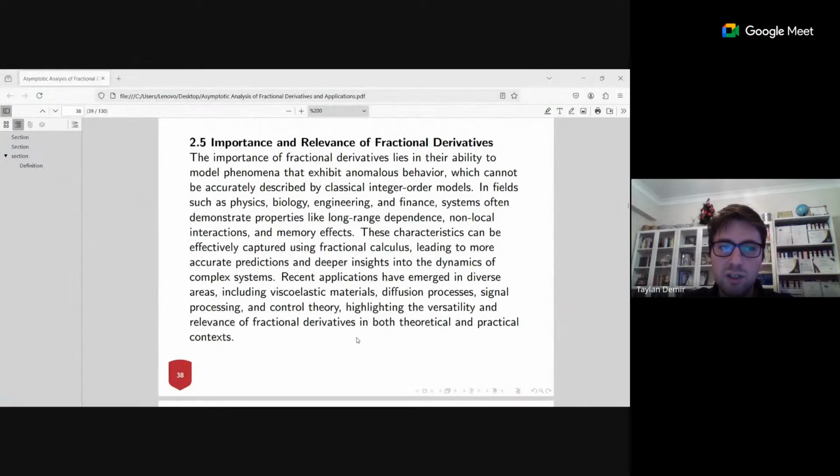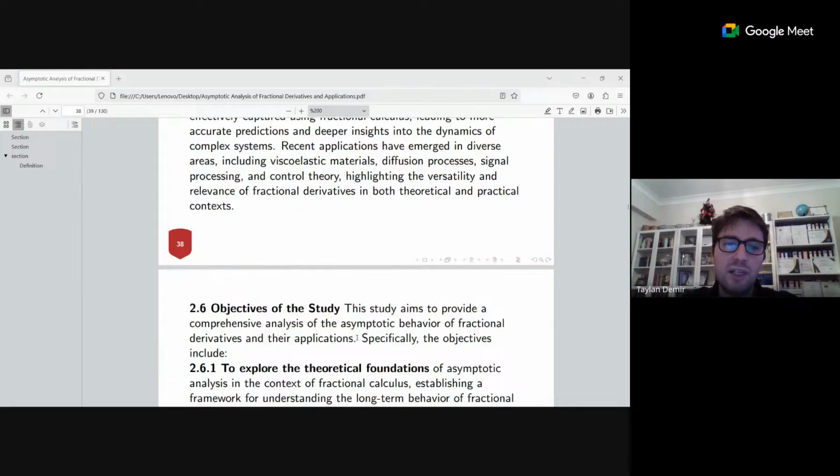The importance of fractional derivatives lies in their ability to model phenomena that exhibit anomalous behavior, which cannot be accurately described by classical integer order models. In fields such as physics, biology, engineering, and finance, systems often demonstrate properties like long-range dependence, non-local interactions, and memory effects. These characteristics can be effectively captured using fractional calculus, leading to more accurate predictions and deeper insights into the dynamics of complex systems. Recent applications have emerged in diverse areas, including viscoelastic materials, diffusion processes, signal processing, and control theory, highlighting the versatility and relevance of fractional derivatives in both theoretical and practical contexts.